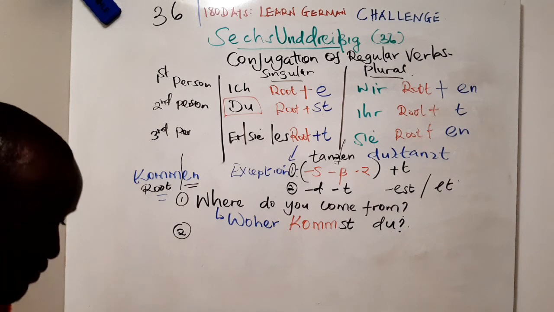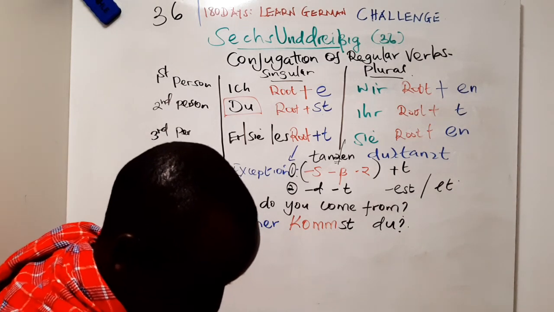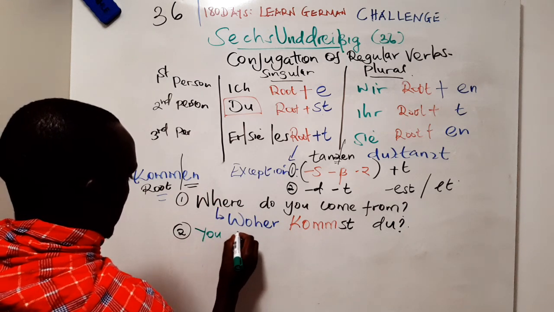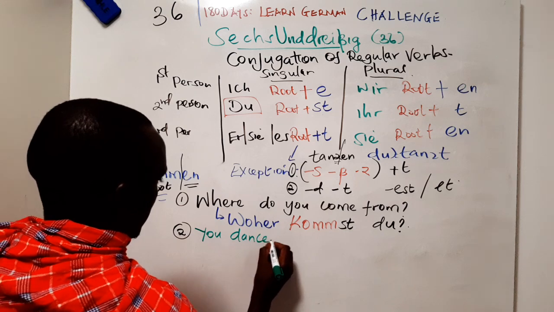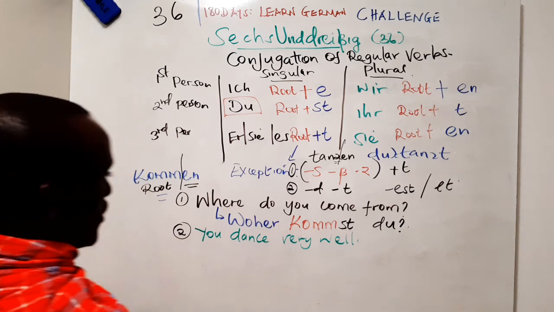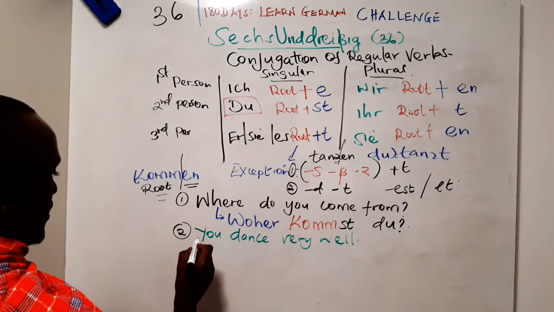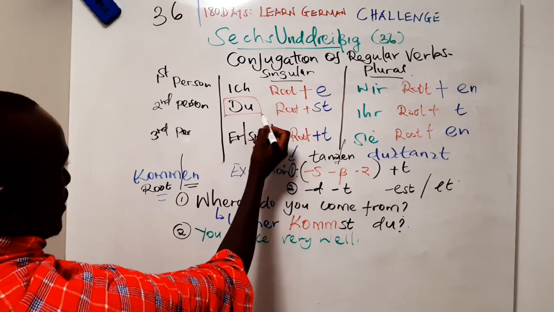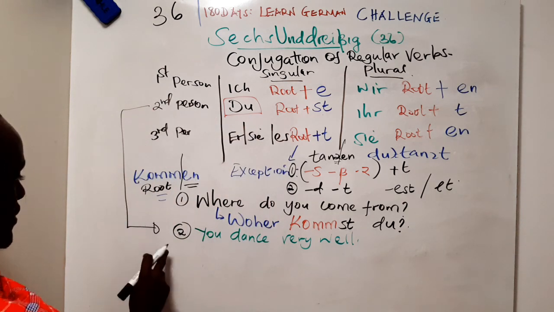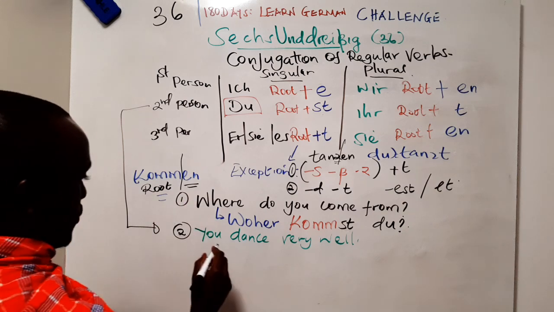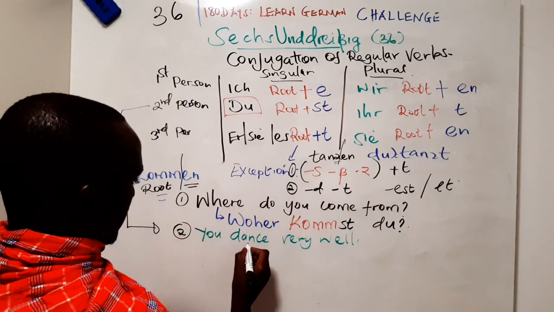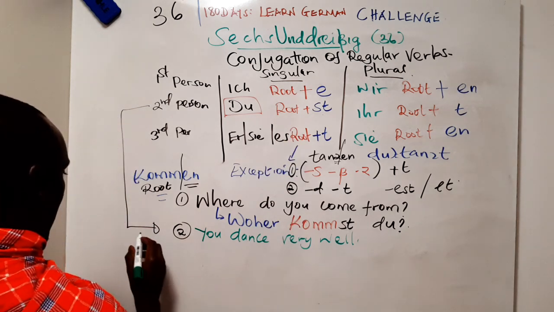If you say, let's say, if you want to compliment someone, let's say you dance very well. So you dance very well. This one still is in the second person singular. So remember, dance was tanzen, but there is z at the end of the root.